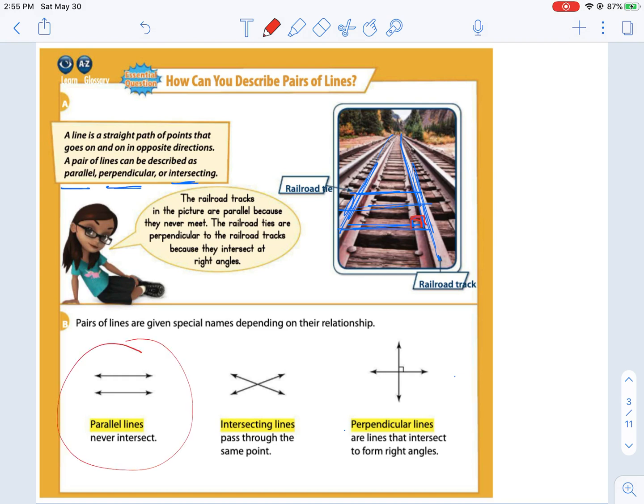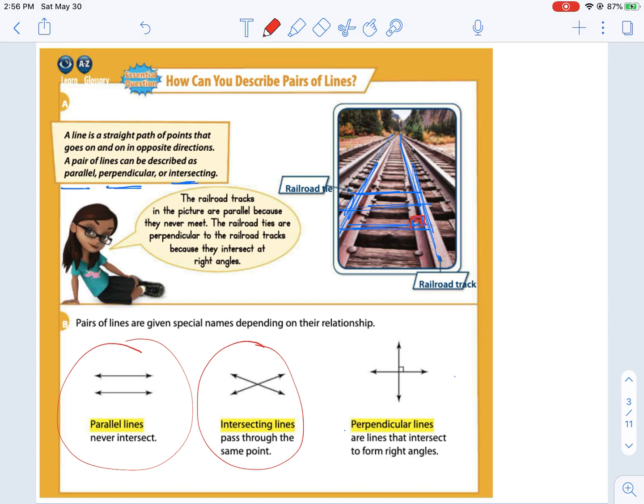So here are the pairs of lines we're talking about. Parallel lines. Parallel lines are like when you're driving on the freeway and the lines keep on going and they never intersect. Parallel lines never intersect, they'll go on forever. Intersecting lines cross, and they can cross anywhere. So an intersecting line is a line that crosses. That's what we call intersections, because the two roads intersect, they cross.